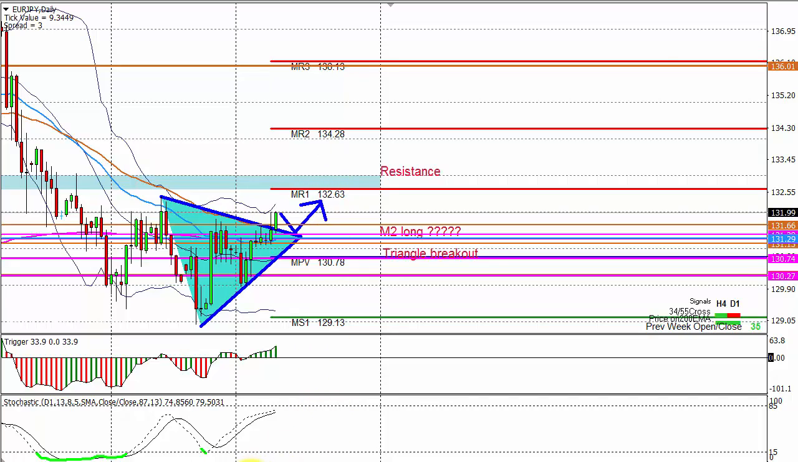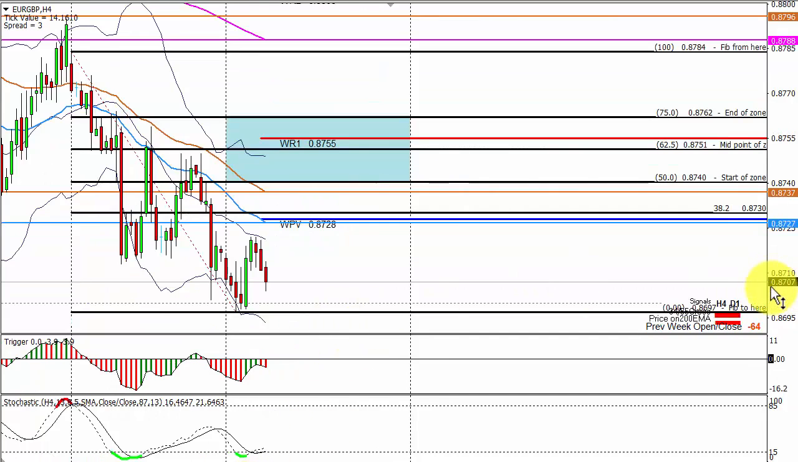Euro pound, first one that's really clear for the Earth and Sky zone. The 4 hour tells us the short, daily tells us the short. Last week we closed 64 pips lower than the opening, so we can flip the previous week from the high to the low. Our zone will be between 8740 going up to 8762.